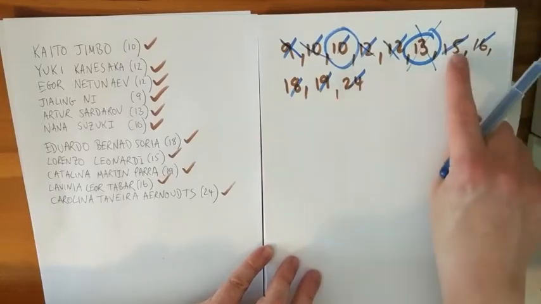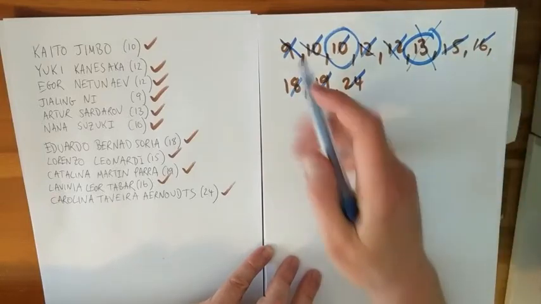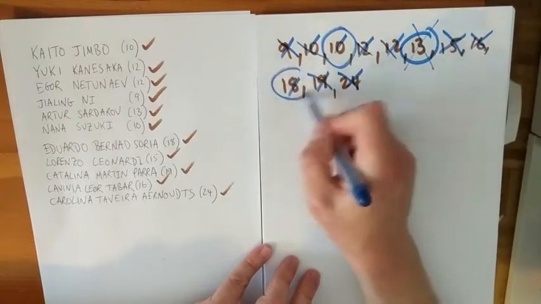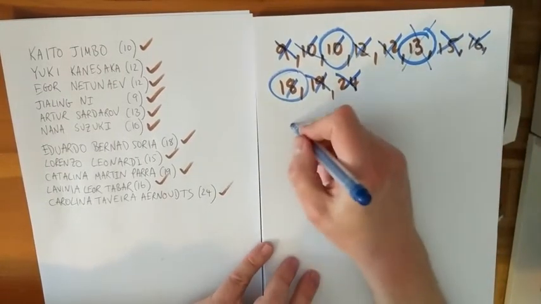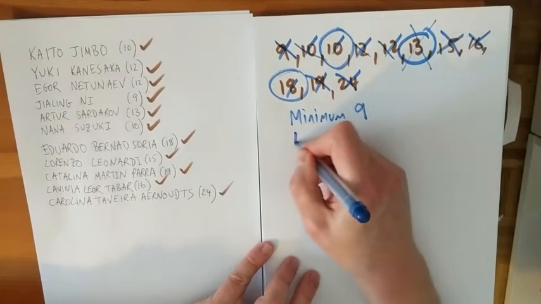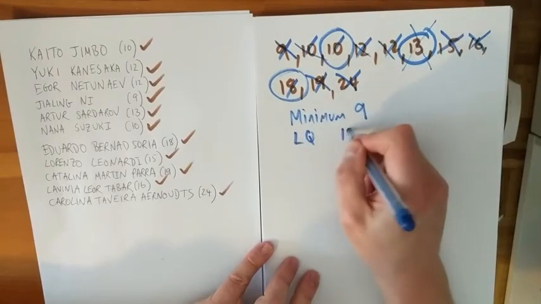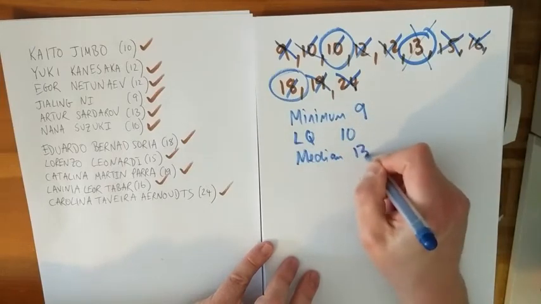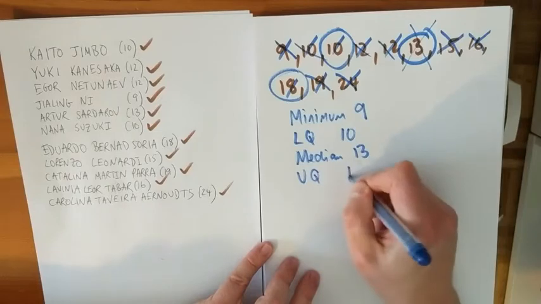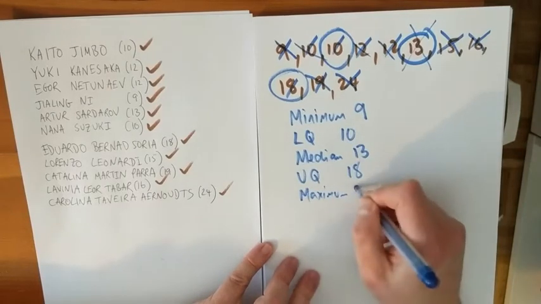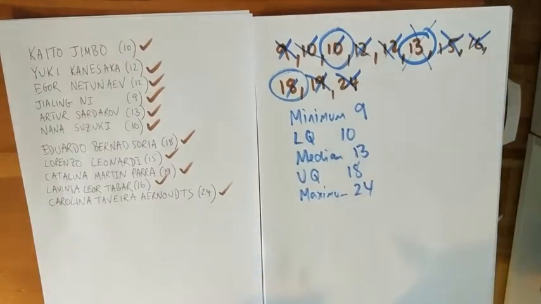For the numbers at the top, I've got another 5 numbers here, so the lowest, highest, lowest, highest. The upper quartile is 18. So the minimum is 9. The lower quartile is 10. The median is 13. The upper quartile is 18. And the maximum is 24. And I can use this to draw a box plot.